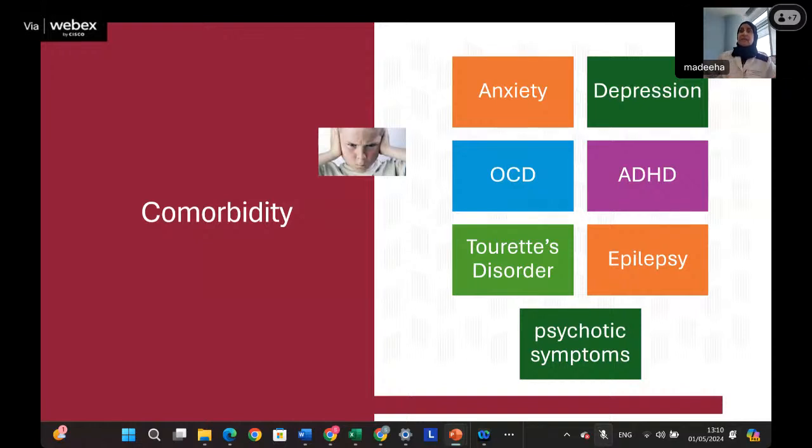And the last slide is the comorbidities that we have, which is anxiety. Children with autism can develop anxiety, and it's very tricky to find out that this is a behavior because of anxiety. And anxiety can happen whether early in life or in the middle school, which is the teenagers.